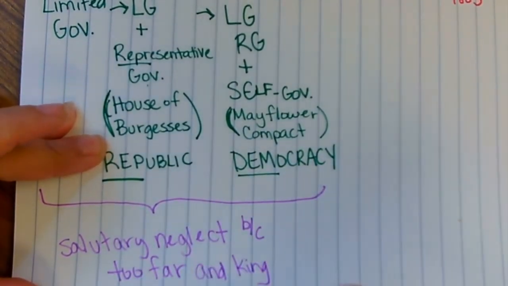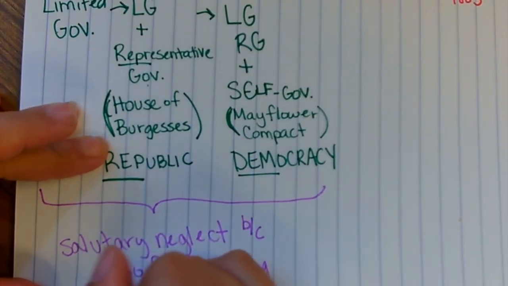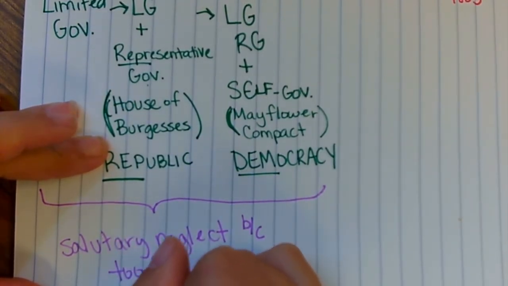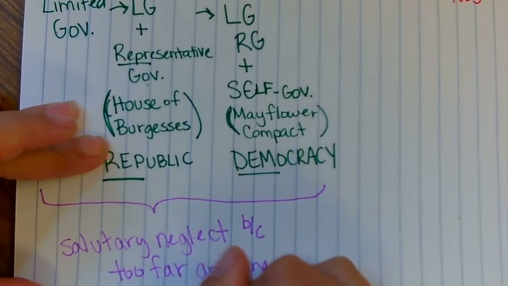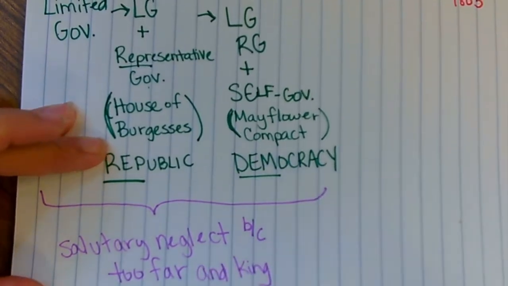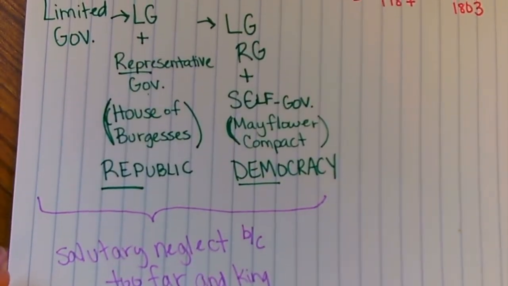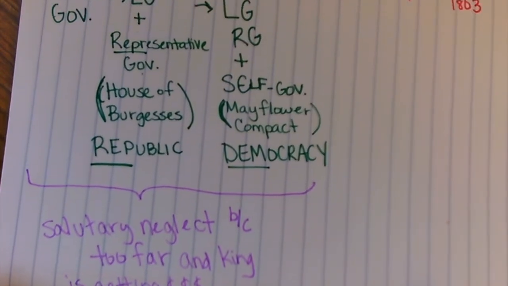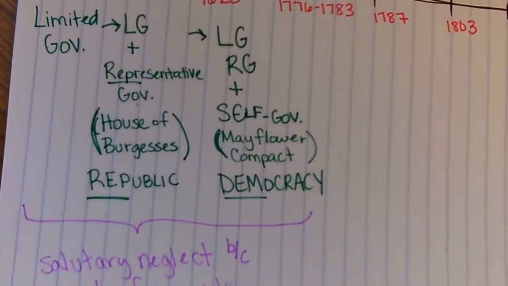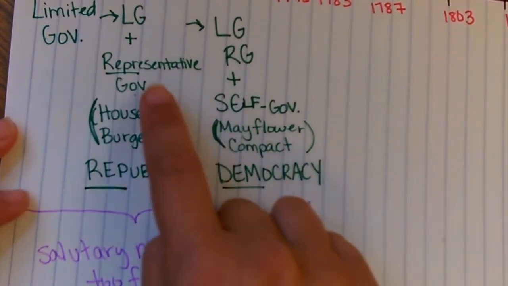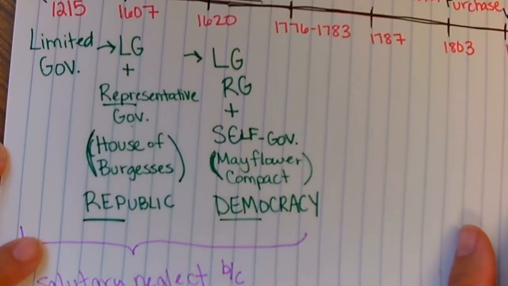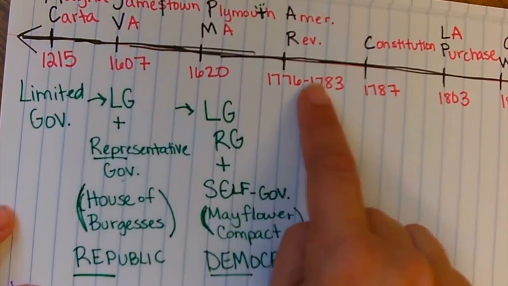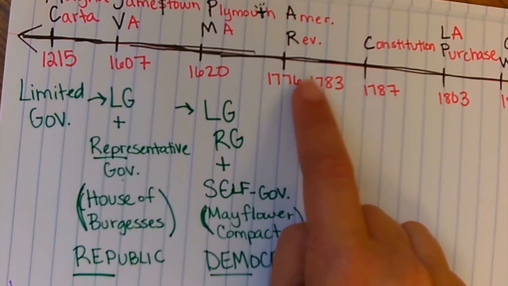So he is like, that's fine. And he says, whatever, he is getting money. The king is getting money right there. And so he said, that's fine. You can continue to do this little thing and have it. And so it's these things, this idea of limited government, representative government, and self-government that eventually, when we look at our timeline, are going to impact us into the American Revolution.